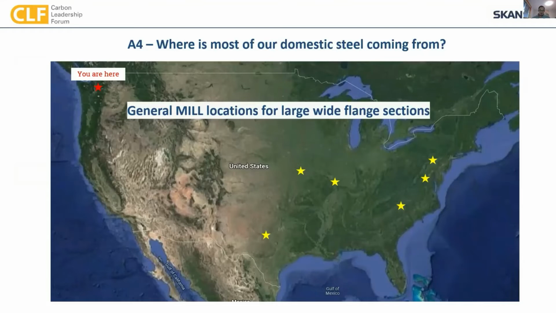So you can imagine that for your A4 emissions, there's going to be a lot of energy and emissions expenditure to transport our steel from those mills to our job sites here in the great state of Washington.